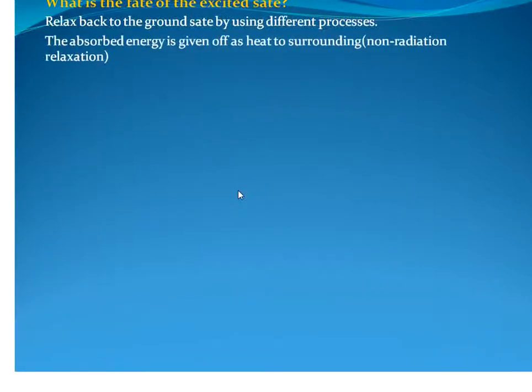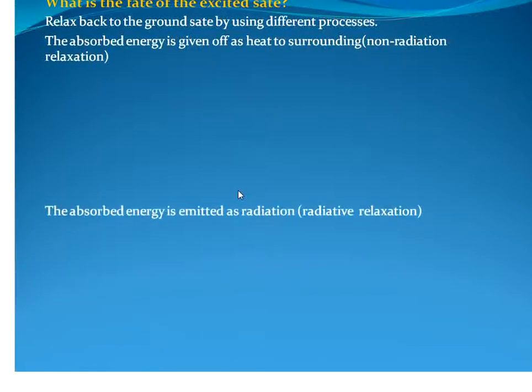Now let's look at the fate of the excited state. Remember that relaxing back to the ground state uses different processes. You have to remember that the absorbed energy is given off. The absorbed energy is given off as heat to the surroundings, and if the energy is given off as heat to the surroundings, we call it non-radiative relaxation.